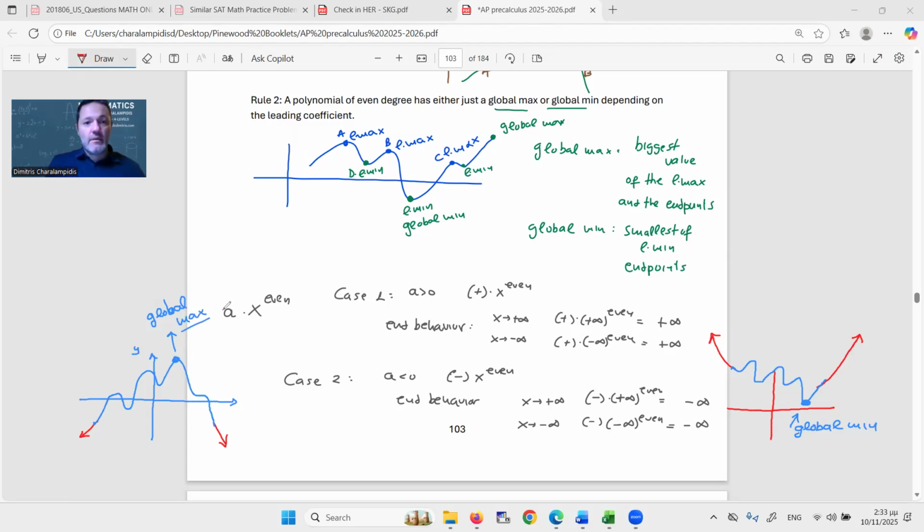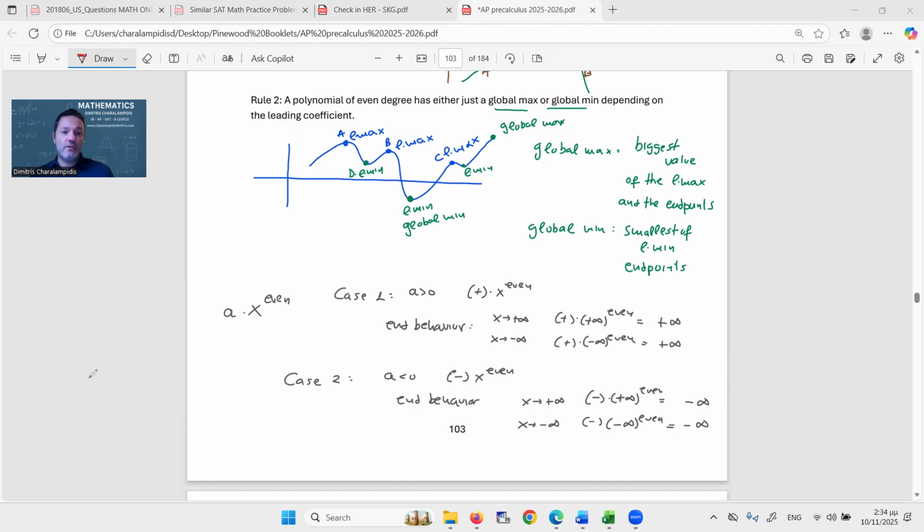So once again, when the degree of a polynomial is even, the graph of a polynomial function, we are only talking about polynomial functions, has either just a global max or just a global min, but certainly not both at the same time. Let's move on. Let me clear up these things.